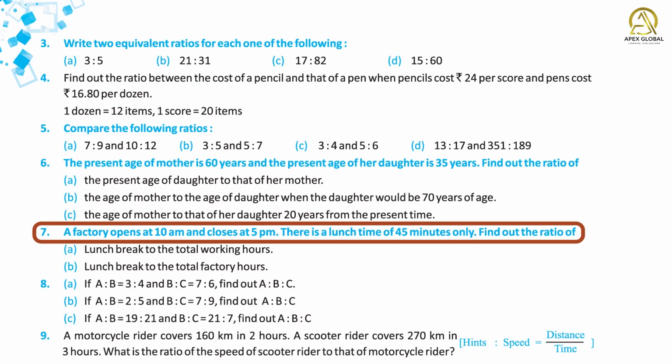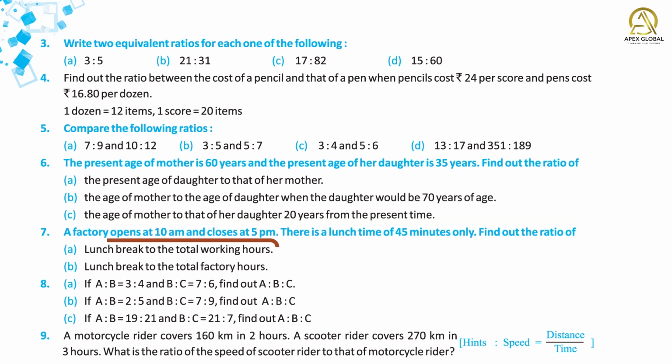Question 7. A factory opens at 10 a.m. and closes at 5 p.m. There is a lunch time of 45 minutes only. Find out the ratio of A. Lunch break to the total working hours. Solution 3 ratio 25. B. Lunch break to the total factory hours. Solution 3 ratio 28.